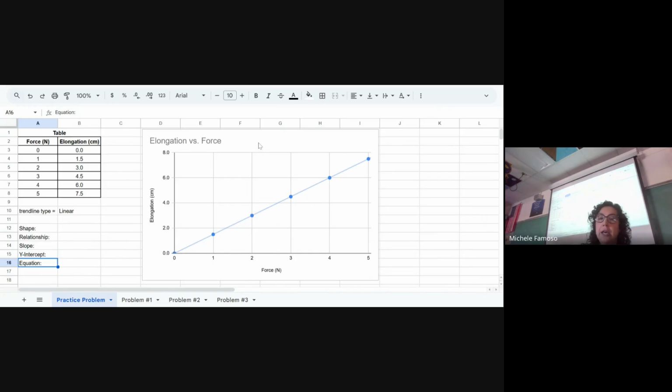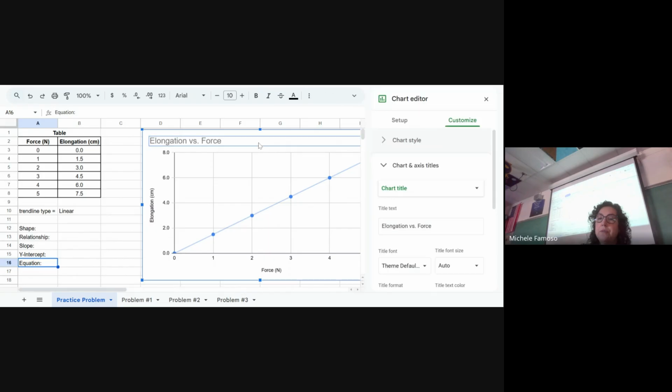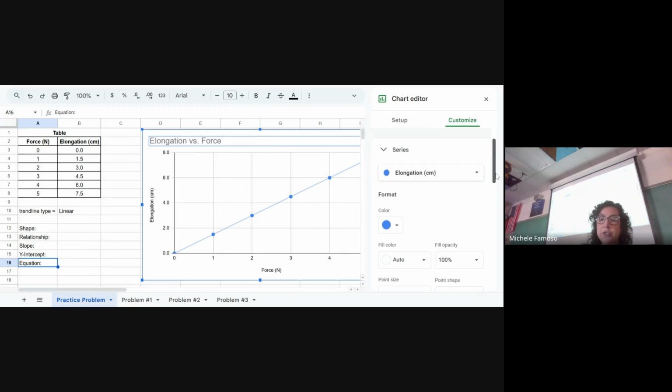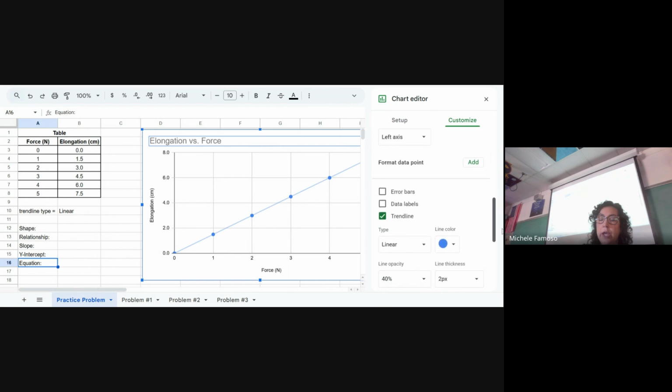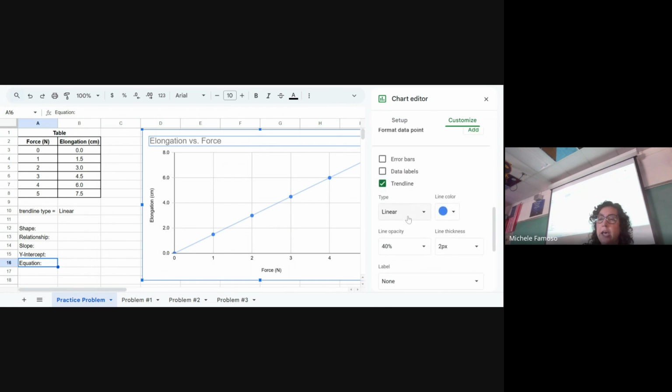Please double click on the elongation versus force graph. And when you double click on it, you get your chart editor. Right with me? Please jump down to the series submenu, expand it. If you recall yesterday, we were able to add the equation by selecting the trend line and the type that matched, whether it was a line or a curve. Remember, if it's a curve, what type of trend line are we going to select? Power series. Those are your only options.